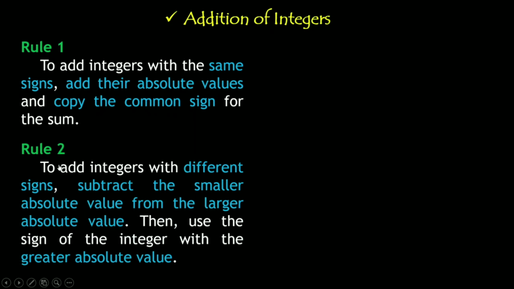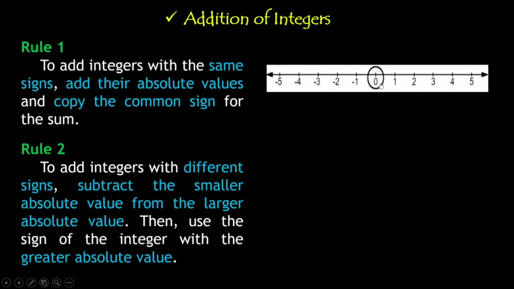Sinasabi naman ng pangalawang rule na to add integers with different signs, subtract the smaller absolute value from the larger absolute value, then use the sign of the integer with the greater absolute value. We define absolute value of a number as its distance from 0 on a number line. And since distance po yung tinutukoy dito, that's why the absolute value of any number is always positive. Because distance is always positive.